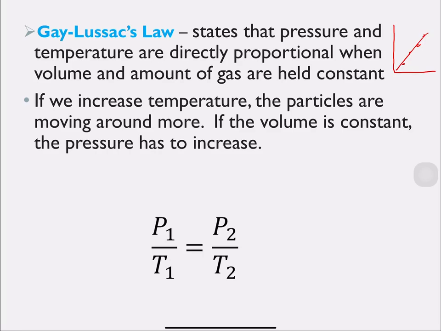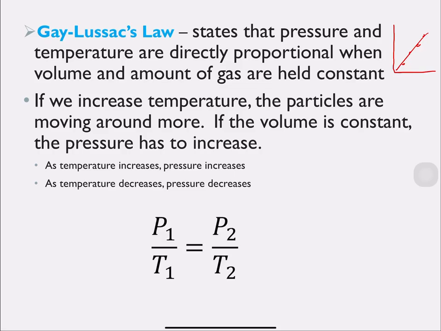Right? So if you increase the temperature and the particles start to move around more, well, in Charles's law, we wanted to keep the pressure the same, and so the volume increased. Well, if your gas is in a container where the volume can't change, then when you increase the temperature and the particles move around faster, they strike the walls of the container more often and they increase the pressure. You can see you've got your equation down here. It looks very similar to Charles's law.